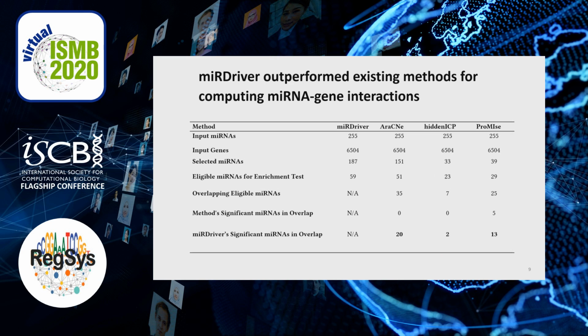In the next, we compared our tool with 6 existing methods. Here I am showing the comparison results with RegSys, Hidden ICP and Promise. We started all this pipeline with same number of genes and microRNAs, and these are the number of selected microRNAs from each of these methods. Among them, we did the enrichment test only for those microRNAs that are present in our ground truth data and called them eligible microRNAs for enrichment.